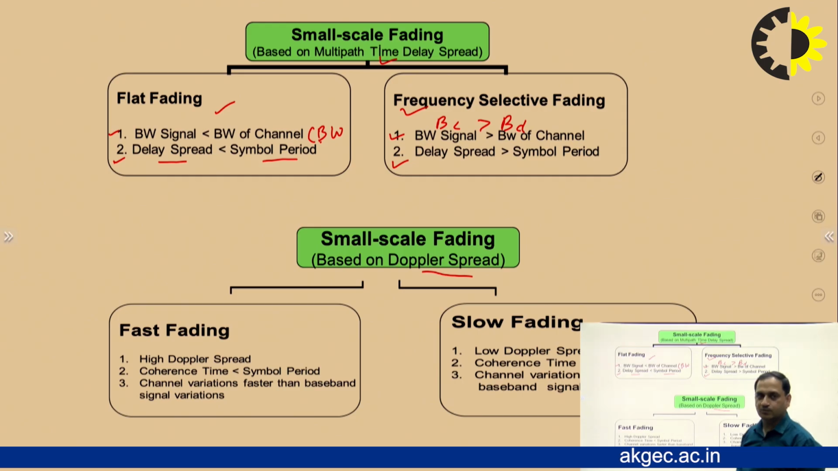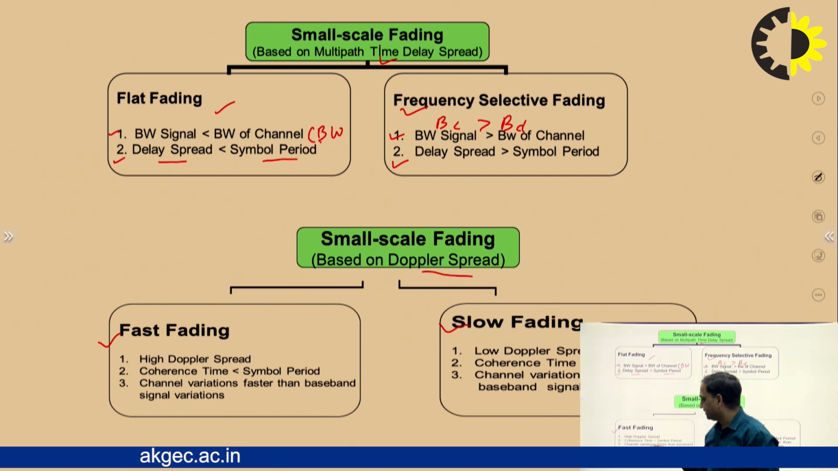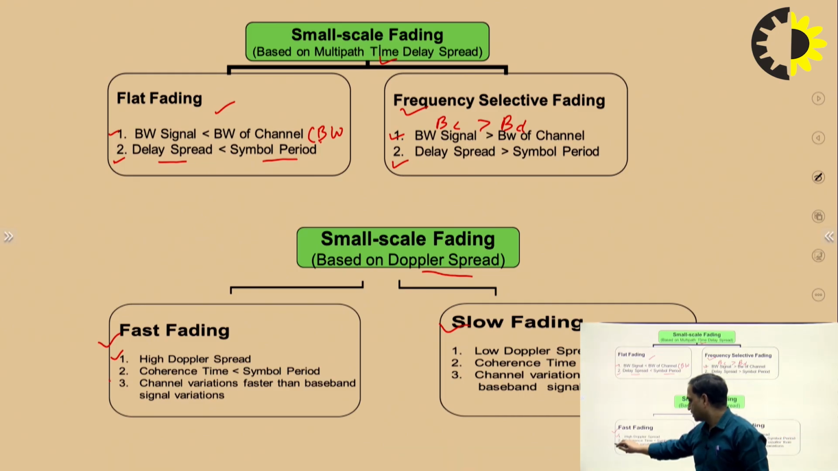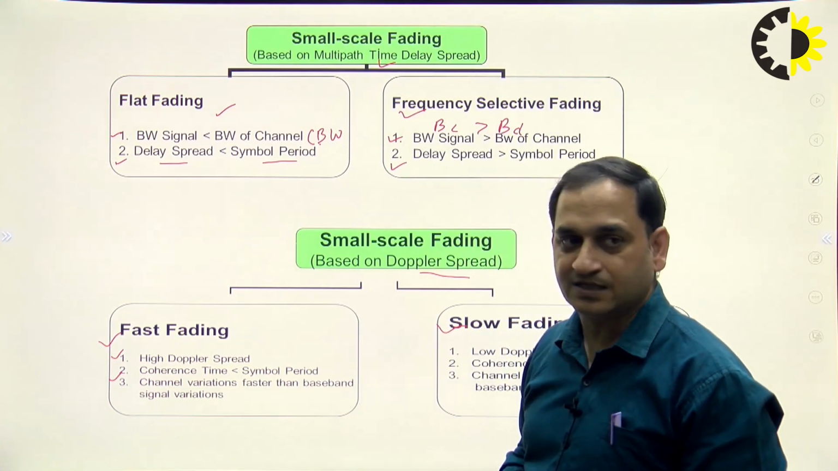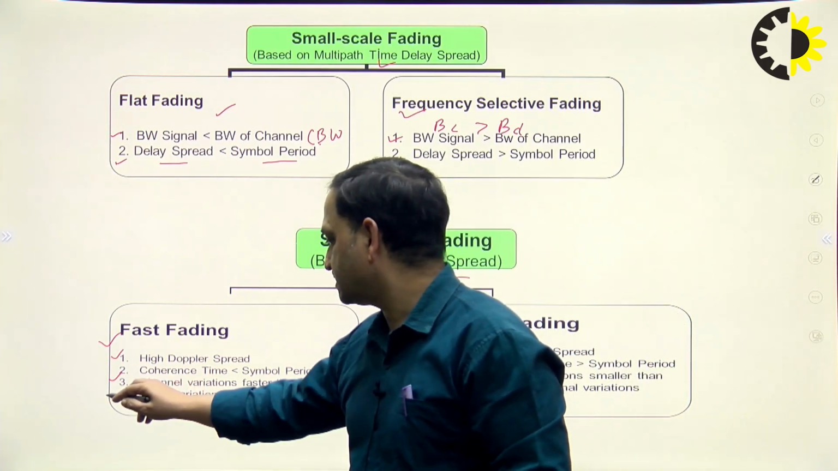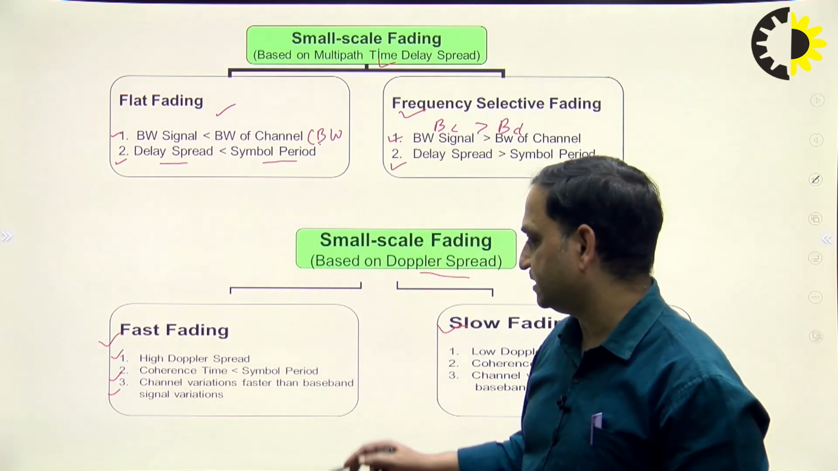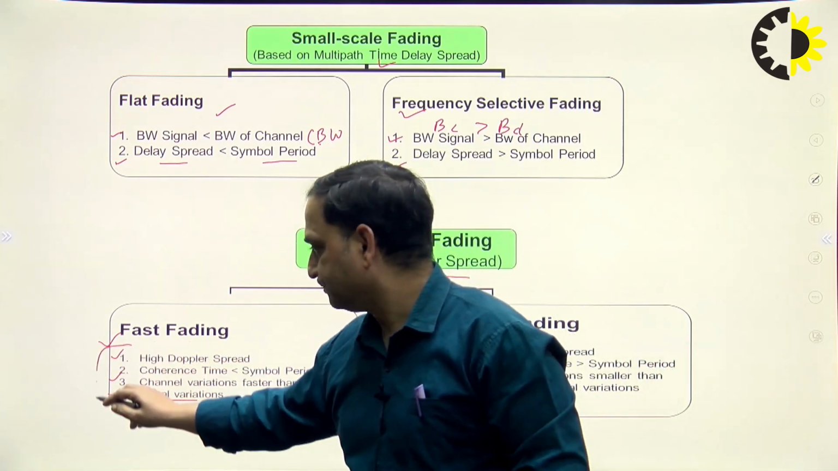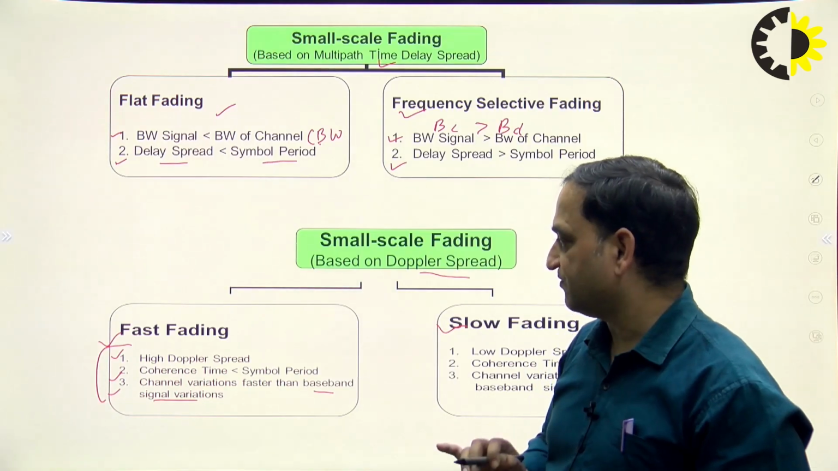Now, based on the relative motion of the receiver, fading occurs in two ways. First is fast fading, second is slow fading. In fast fading, high Doppler spread is the characteristic. High Doppler spread, coherence time must be less than the symbol period, and channel variations are faster than the baseband signal variations. So these three are the conditions for fast fading.